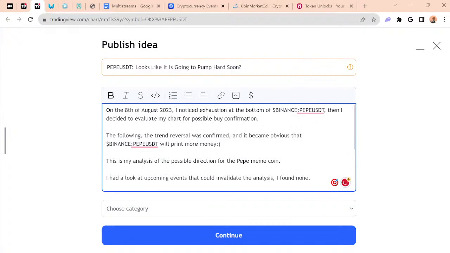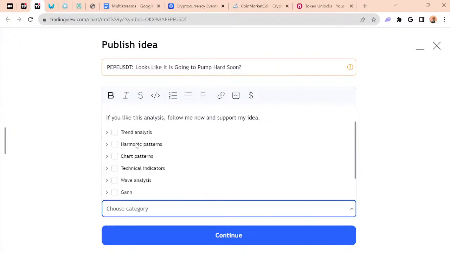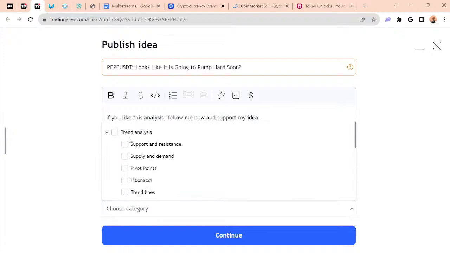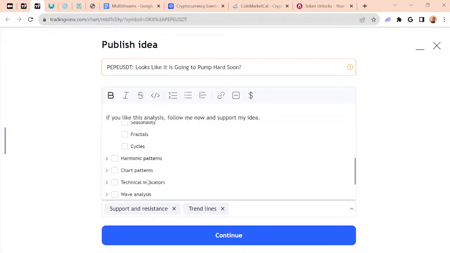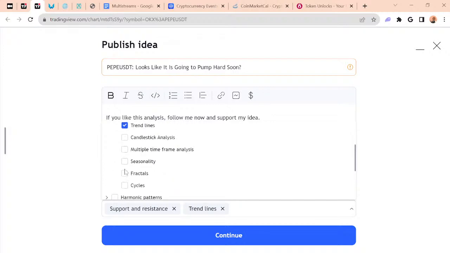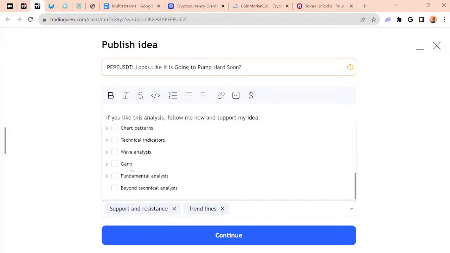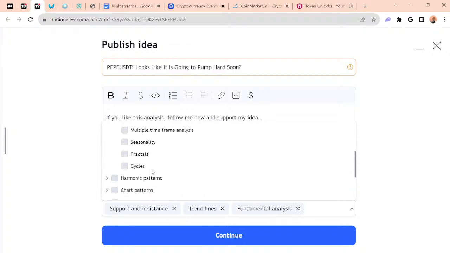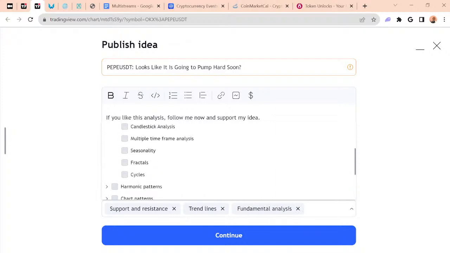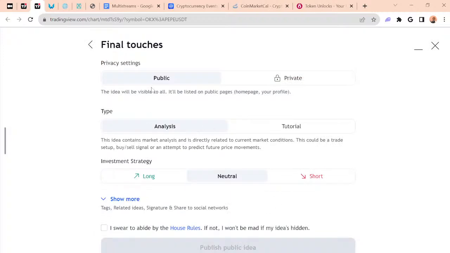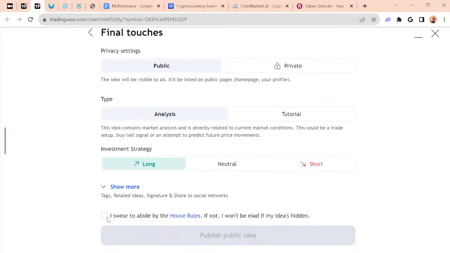In case you are following me on TradingView, then you can have access to all of this. So trend analysis, I use this. Then I used chart patterns around candles. Let me also click on fundamental analysis. I did some fundamentals also. So I'll click on continue. Public analysis, then long.